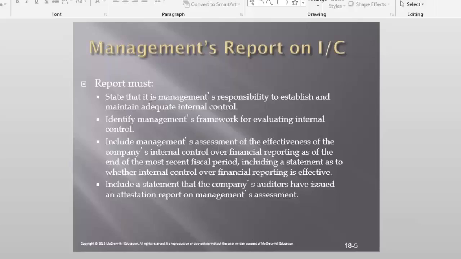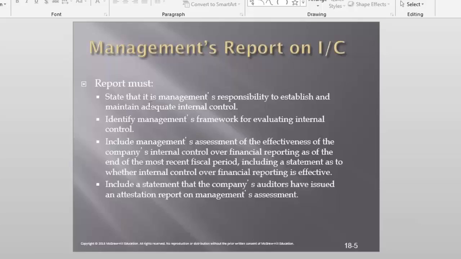It identifies the framework for evaluating internal controls. Generally speaking, this framework is the COSO model of the internal control framework, and it includes a management assessment of the effectiveness of these internal controls as of the end of the most recent fiscal year.